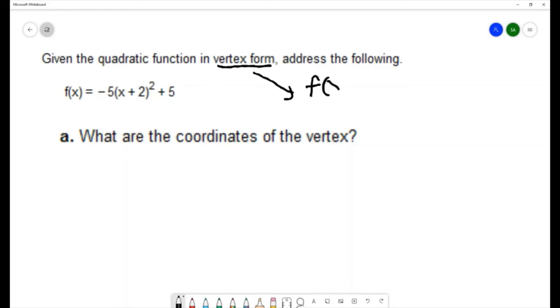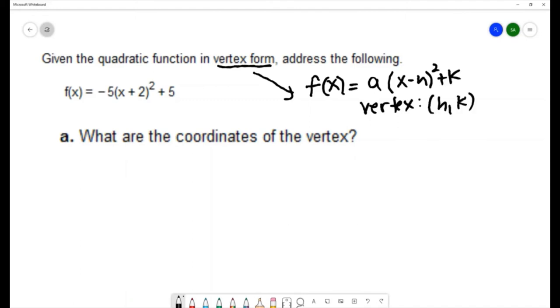A quadratic function in vertex form will follow the pattern a times (x - h) squared plus k. And the vertex of that quadratic, or that parabola, will be the ordered pair (h, k). So you can see within the vertex form the values of h and k. For the example that we have, f(x) equals -5(x + 2)^2 + 5.